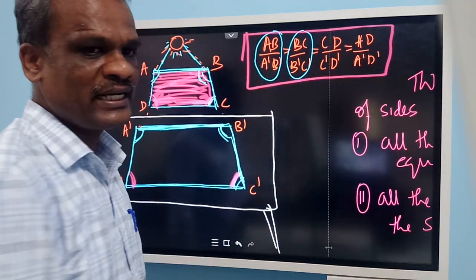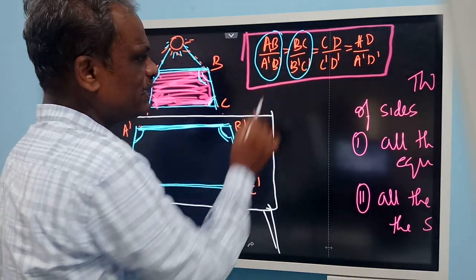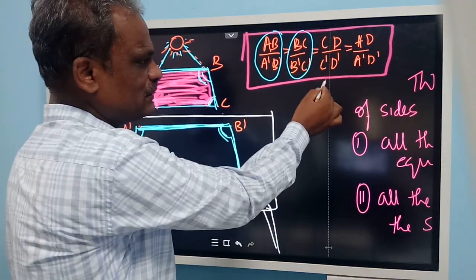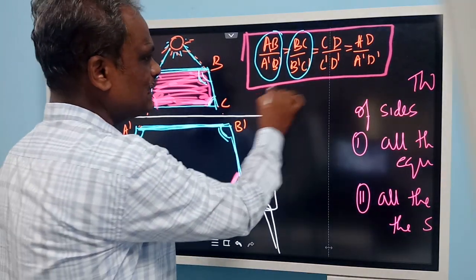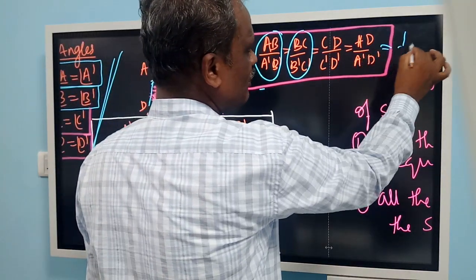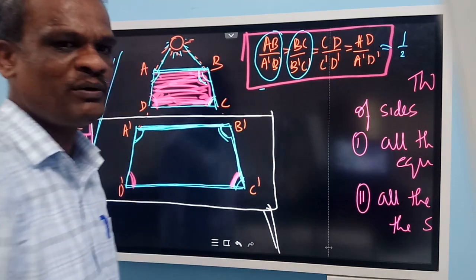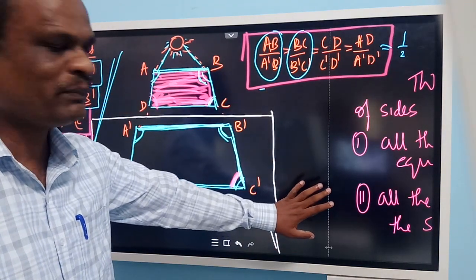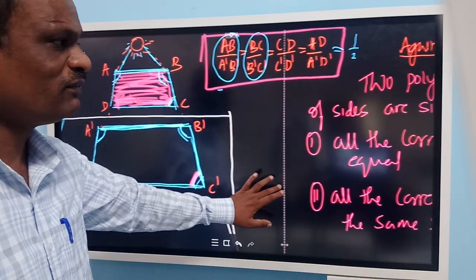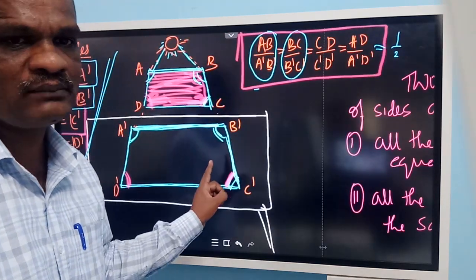You take AB by A dash B dash, BC by B dash C dash, CD by C dash D dash. Like that, if you take the corresponding sides' ratio, the ratio will remain the same. Whatever answer you get, suppose 1 by 2, then every ratio will be 1 by 2 only. So remember this important thing in the similarity of polygons.